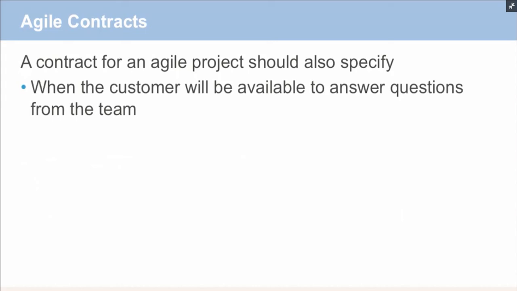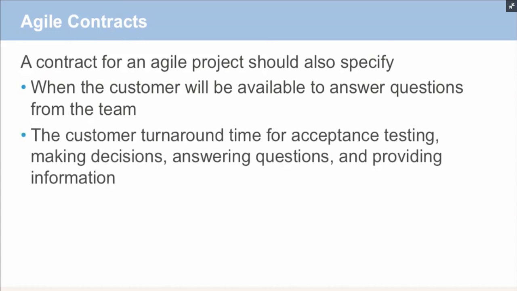A contract for an Agile project should also specify when the customer will be available to answer questions from the team. It's very important for the team members to know when and how to contact the customer for questions, as they come up frequently during a project.